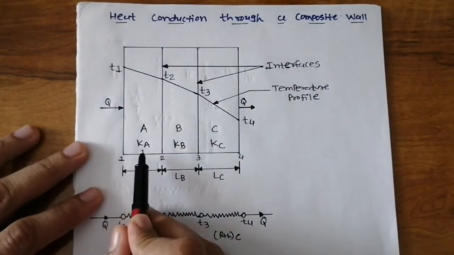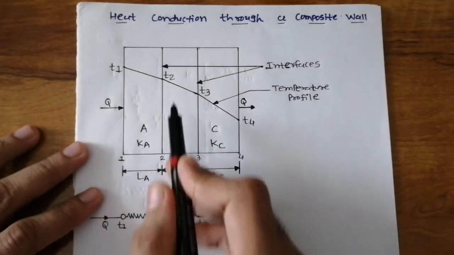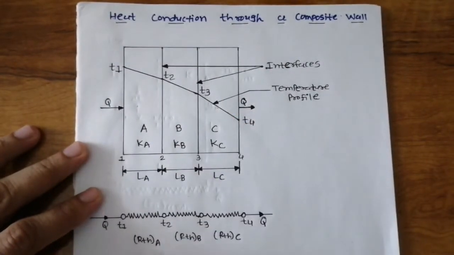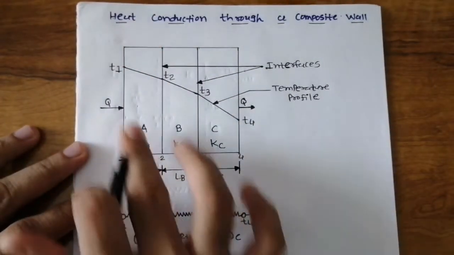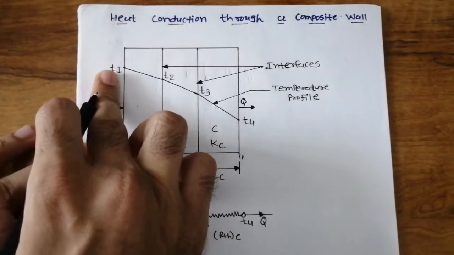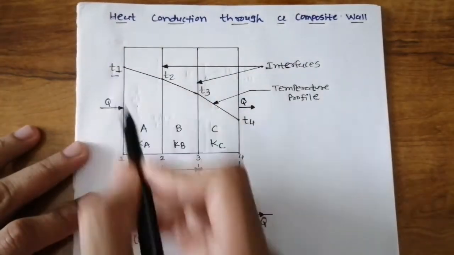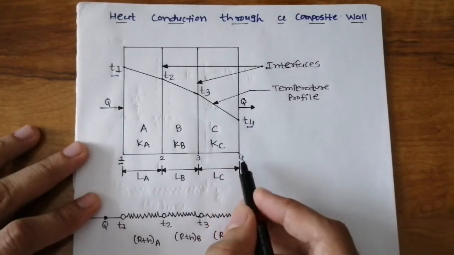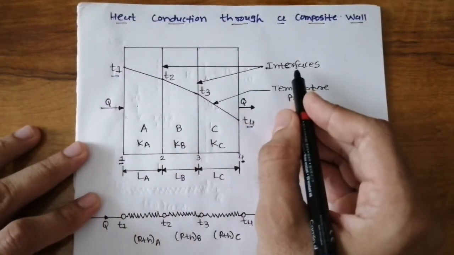You can see here Ka is the thermal conductivity of layer A, Kb is the thermal conductivity of layer B and Kc is the thermal conductivity of layer C. So each layer has a different thermal conductivity, and as there is more than one layer, that is called a composite wall. Now what is T1? T1 is the temperature at surface 1, and T4 is the temperature at surface 4.